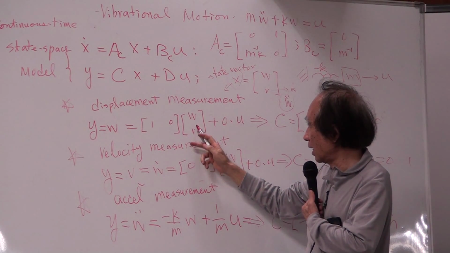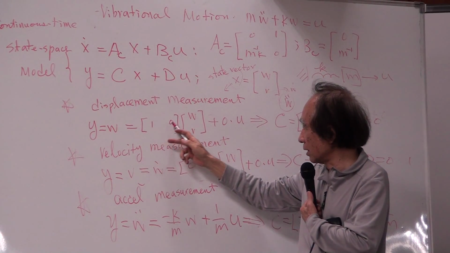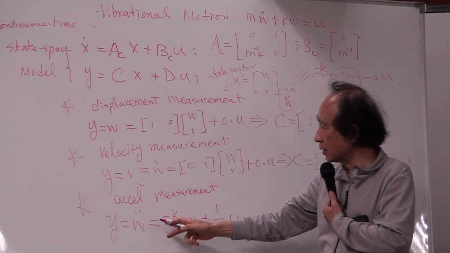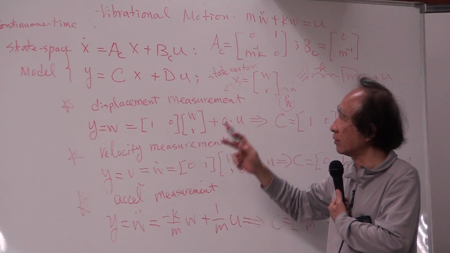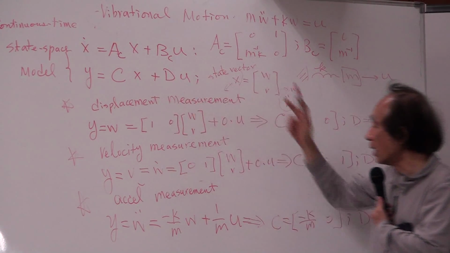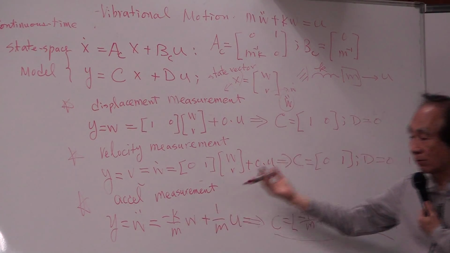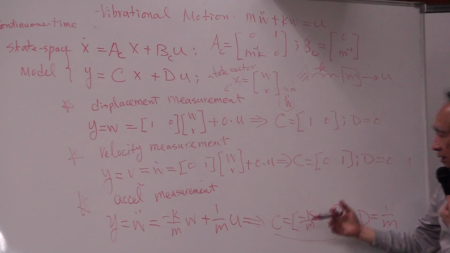That's why, if we want a measurement that includes only the independent quantities, the W and V, then C has to be only like this, 1, 0. If you have an accelerometer measurement, you can say, okay, I have an accelerometer measurement. If you want to write it in terms of the state space model, like Cx plus Du, then your C will be this, your D will be this. That's just one way to express your acceleration measurement as a function of the state and U.